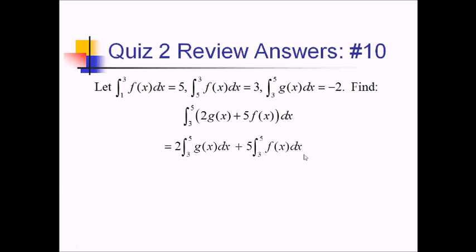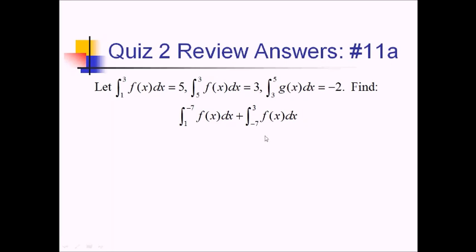So converting this into actual numbers, this first one's not a problem. The integral from 3 to 5 of g of x up here they said is negative 2. So this is just 2 times negative 2. This next one, though, is a little bit of an issue. We have an integral from 5 to 3 of f of x, but not 3 to 5. So if you want to switch the limits of integration like we did here, you have to negate the area. So this is really going to be plus 5 times negative 3. But then if we have negative 4 plus negative 15, that's negative 19.